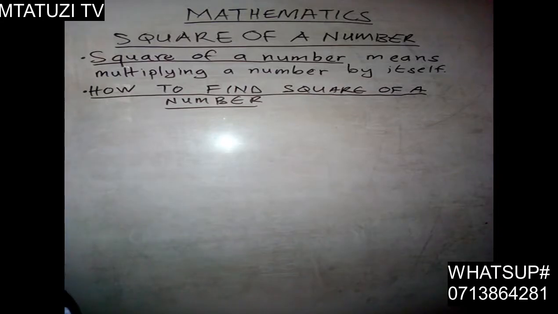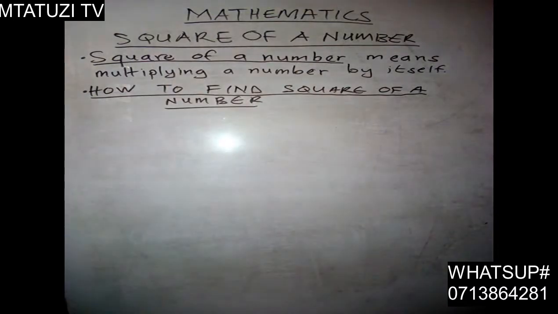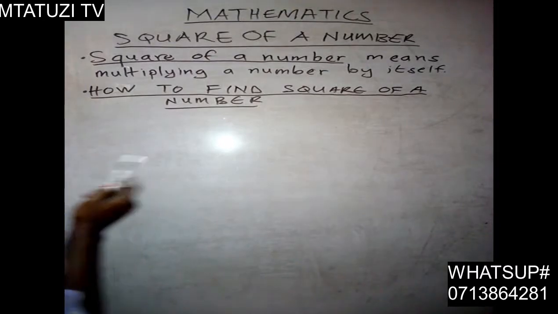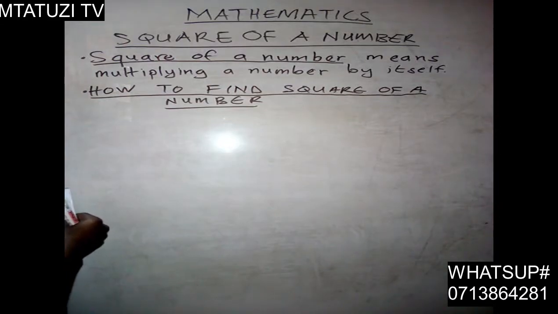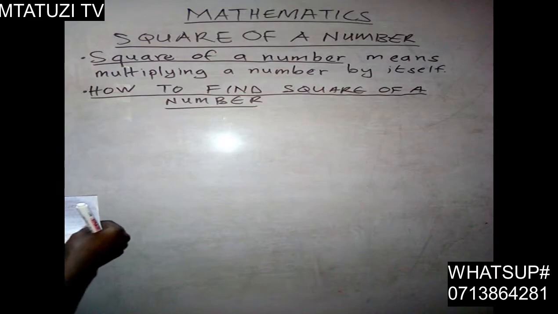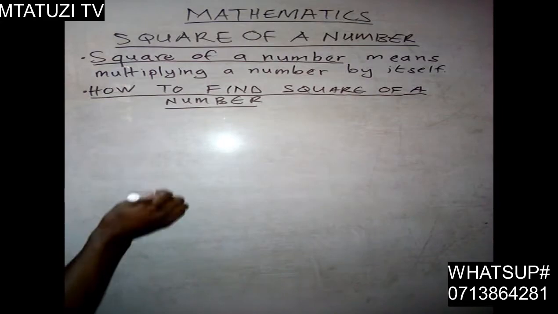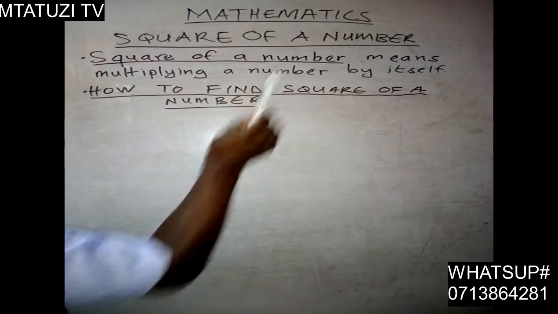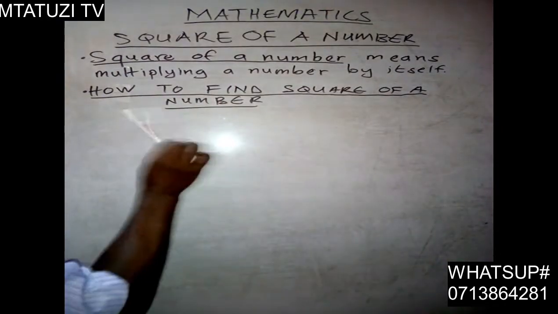Today we are going to see another subtopic in mathematics, and that subtopic is called square of a number. What does the square of a number mean? Square of a number means multiplying a number by itself. When you multiply a number by itself, it means that you are finding the square of that number. So that is the meaning of square of a number.